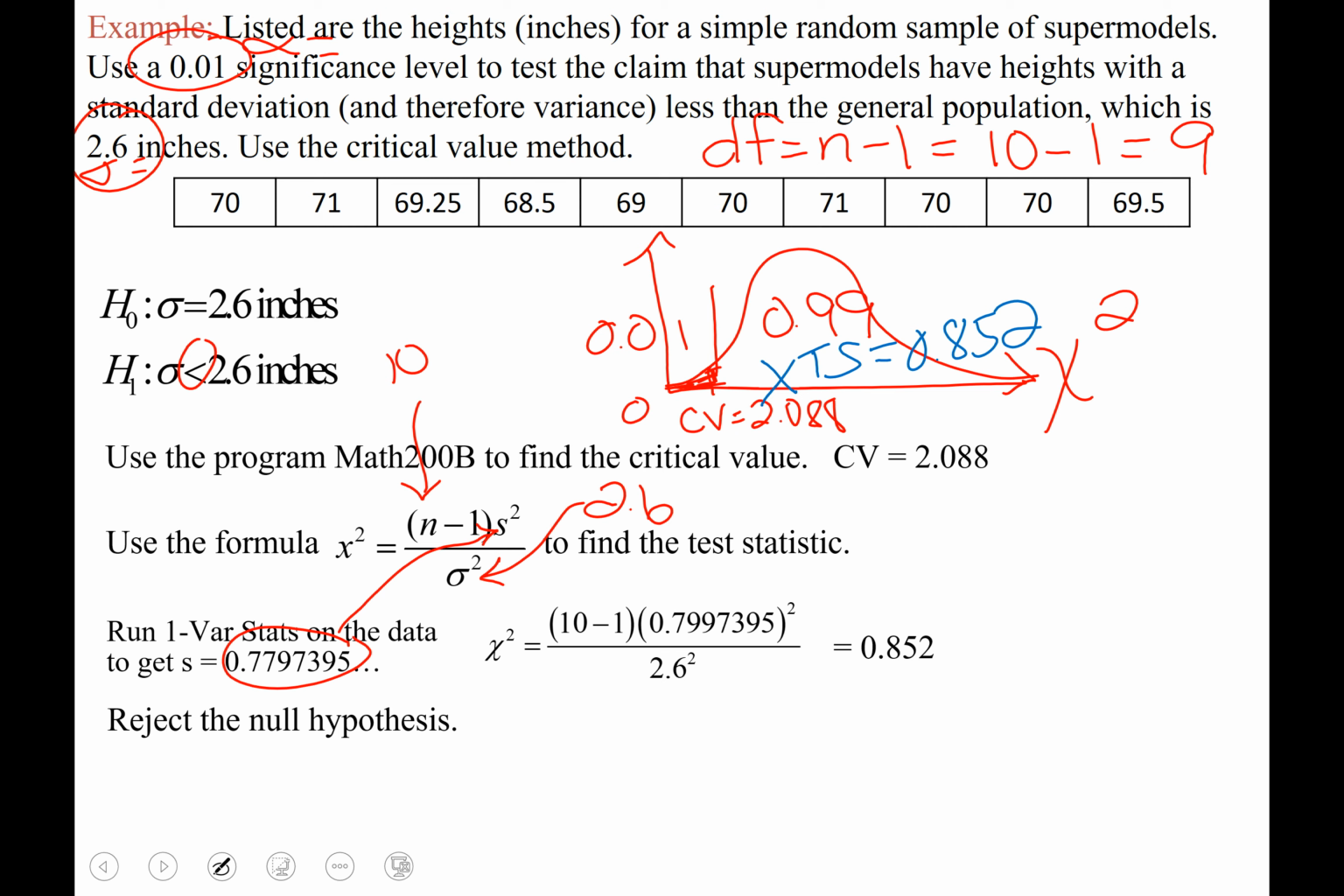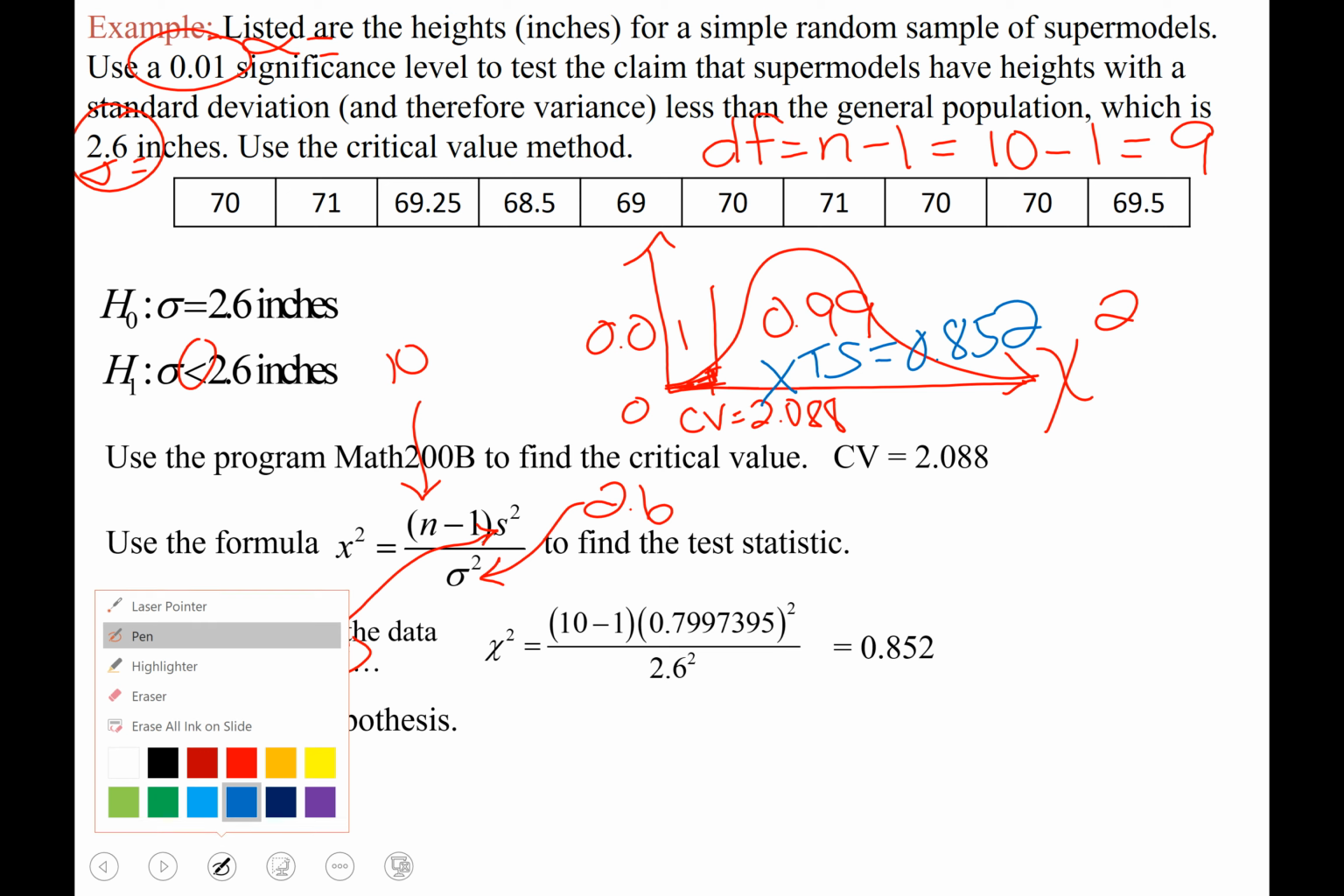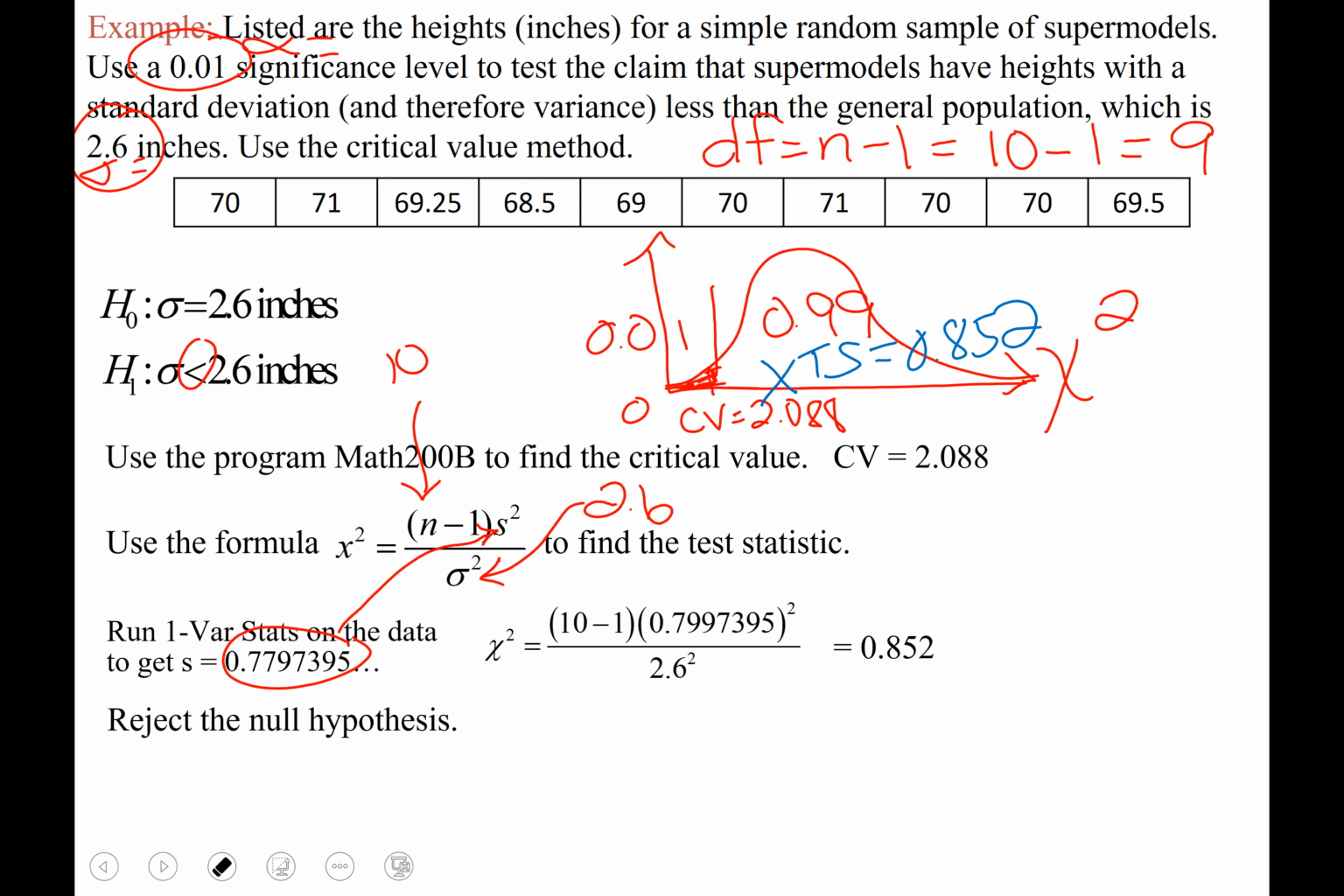Our test stat is not in the rejection region. We should be failing to reject the null hypothesis. What am I doing wrong? Ah, I see what I did wrong. I put our test statistic in the wrong spot. I was thinking that 8 is bigger than 2. Let me erase where I put our test statistic.